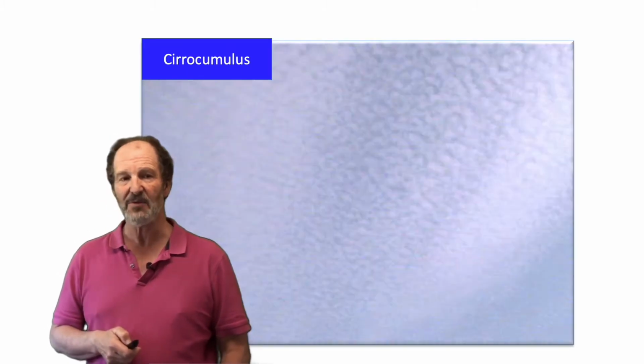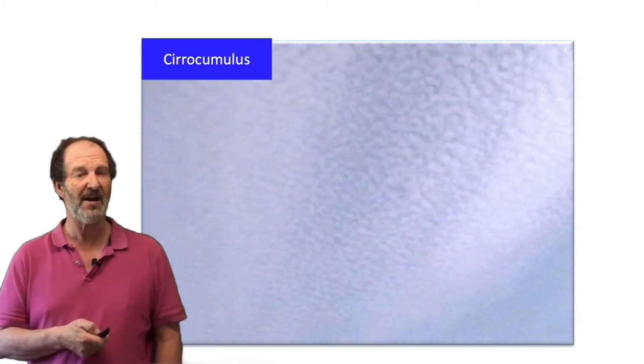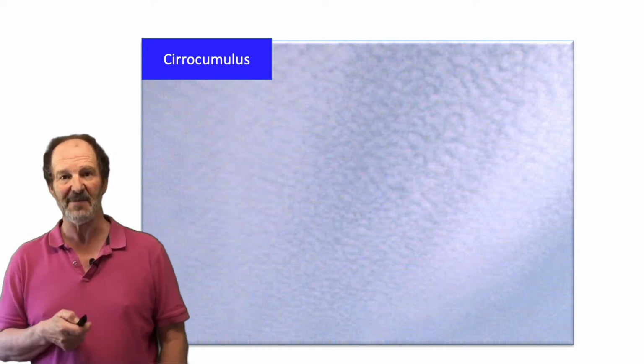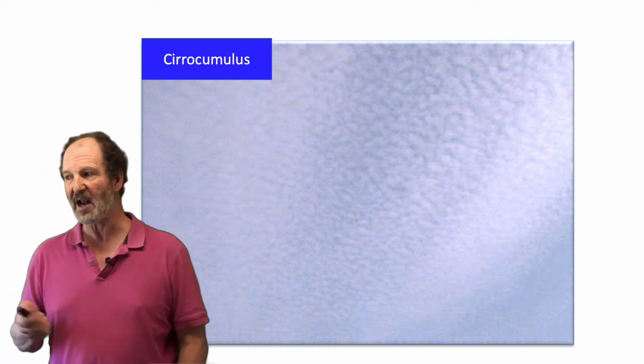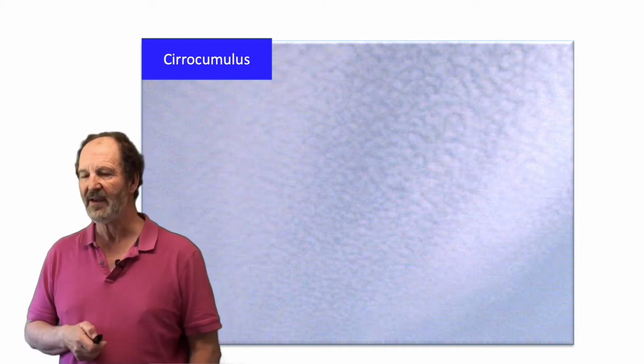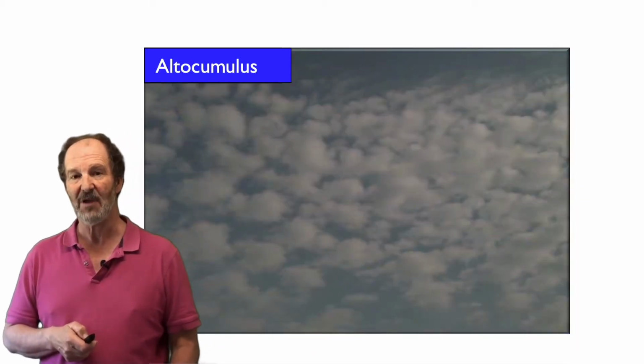So here's an example. Here's cirro-cumulus. So we already figured out from this, cirro means above 18,000 feet, cumulus means a heaped cloud. So it's not a very common cloud, but little heaped clouds there at high level. Alto-cumulus, a lot more common. So mid-level cloud, but again, heaped in nature.